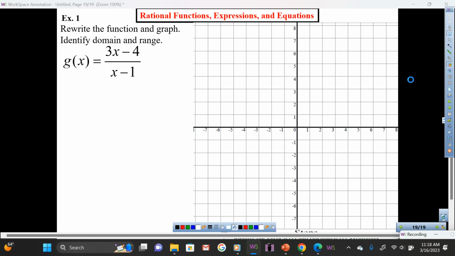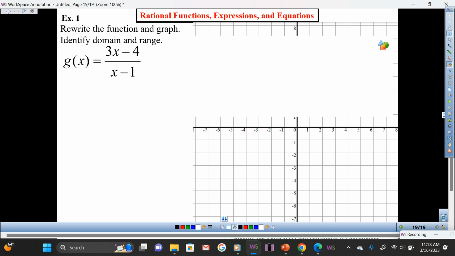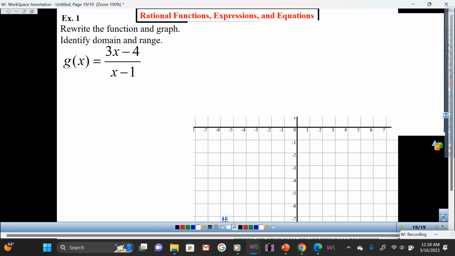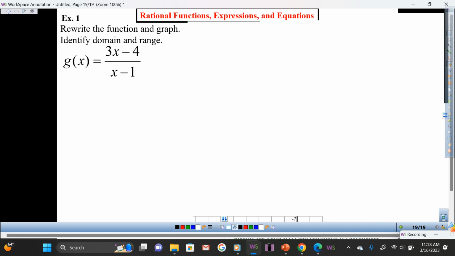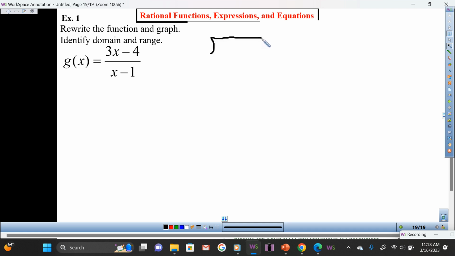Example number 1. We got g of x equals 3x minus 4 over x minus 1. All right. So I don't know if you guys noticed. Do we have a 1 on the numerator? No. So to make it look like what we did yesterday, we need to use long division. So I start with my little house. There it is. Tell your neighbor what expression goes inside the house. Yeah, the 3x minus 4. And the divisor is x minus 1.